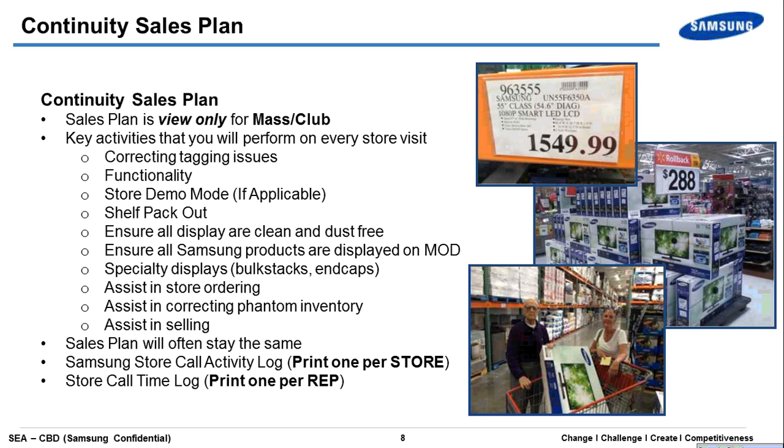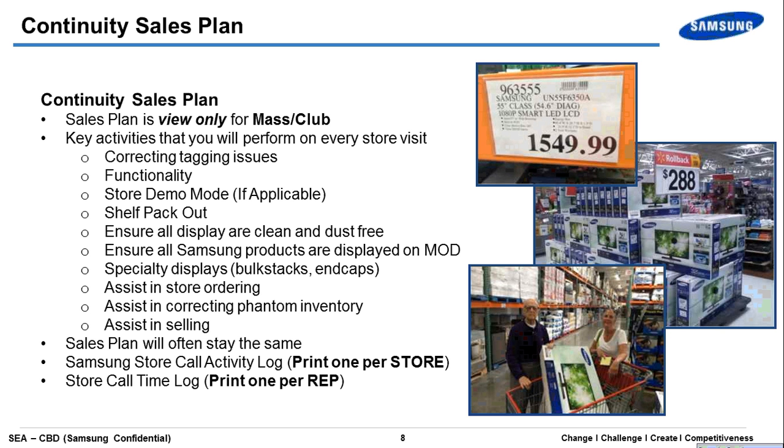But before I get ahead of myself, the continuity sales plan is a view only, meaning you don't need to print it out. You just need to make sure that you have the 2 attachments, the call log, the activity log, and the time log, which again I'll go over in a moment. The pilot continuity calls, those are a print. So if it's a pilot, and it would say pilot in the title, if it's a pilot store, you will need to print out the continuity sales plan.